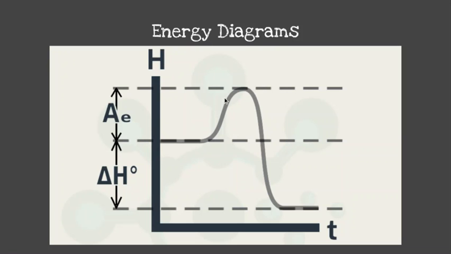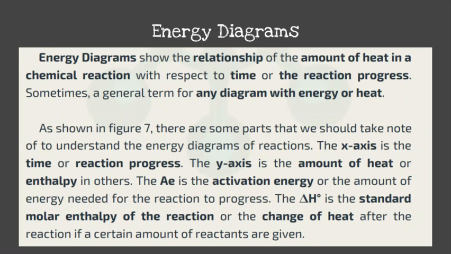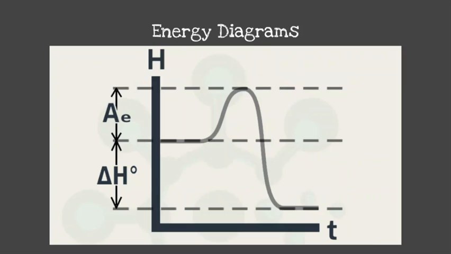energy diagrams. So an energy diagram, by definition, just shows the relationship of the amount of heat in a chemical reaction with respect to time and the reaction progress. In general, it is any diagram with energy or heat. So as you can see, this is a sample of an energy diagram. This is the amount of heat and the time or the reaction progress. There are some parts that you need to know.